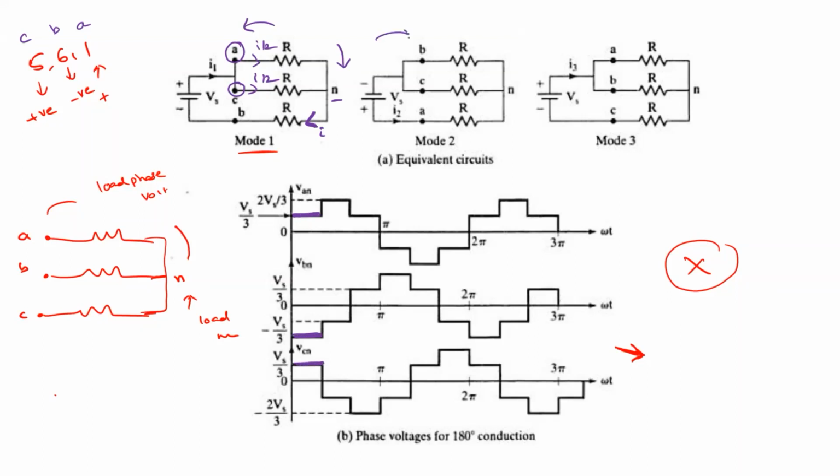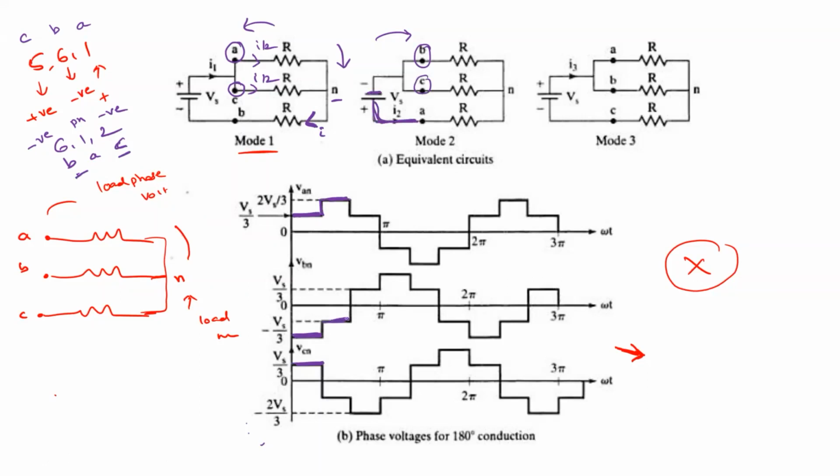So this is for mode 2. In mode 2, 6, 1 and 2 are in conduction. This 6 belongs to B phase, so this is A phase and this is C phase. The 6 is the lower switch, so that's why it is negative. This is positive, this is negative. In other words, B and C are connected to the negative plate, and A is connected to the positive plate. So if you do this, VAN is like this.